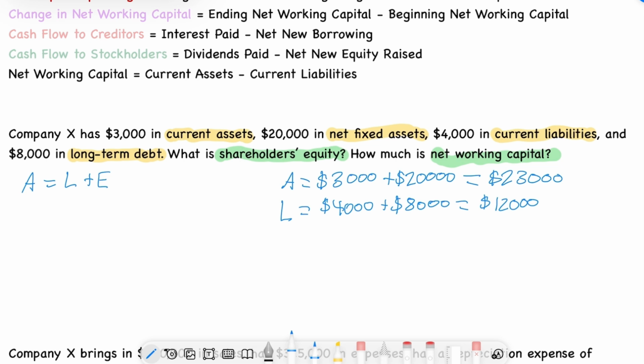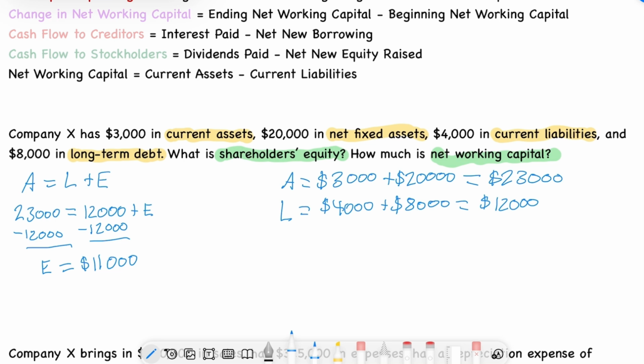So now we just plug those into our equation. We should be able to find equity. So we have $23,000 in assets. That's going to equal $12,000 in liabilities plus our equity. We're going to subtract $12,000 from both sides. And we should get our equity is equal to $11,000. So that means if we were to sell all the assets we had and we were to sell or pay off all the liabilities we had, the people who own the company would have $11,000 when all is said and done.